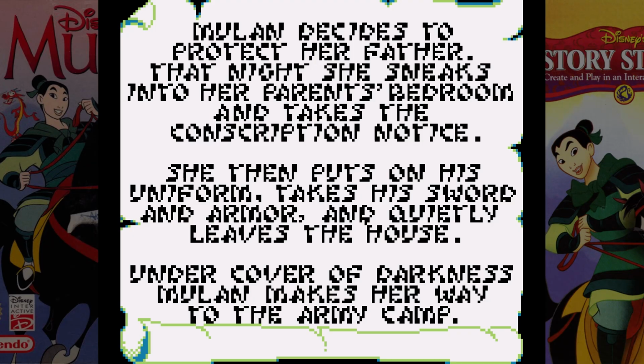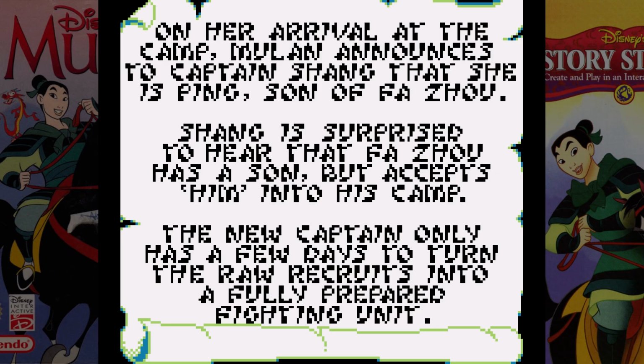It continues. Mulan decides to protect her father. That night, she sneaks into her parents' bedroom and takes the conscription notice. She then puts on his uniform, takes his sword and armor, and quietly leaves the house. Under cover of darkness, Mulan makes her way to the army camp. On her arrival at the camp, Mulan announces to Captain Shang that she is Ping, son of Fa Zhou. Or they say Zhu in the film. Shang is surprised to hear that Fa Zhou has a son, but accepts him into his camp.